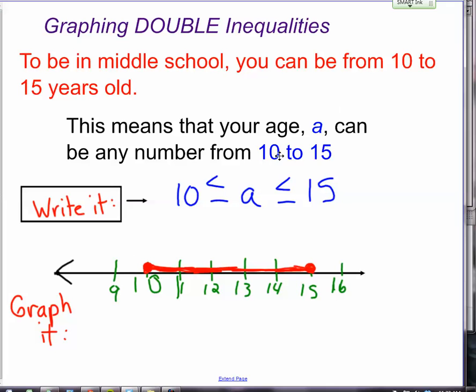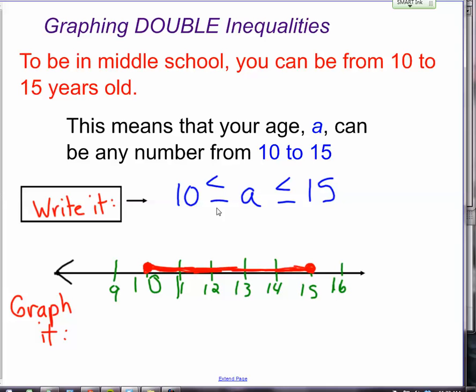So your age A can be any number from 10 to 15 to be in middle school. And I think every table group did it correctly. So you guys put 10 first because that's the smallest on the number line, and as we go to the right we get bigger. The age is between 10 and 15, and it can also equal 10 or 15. So we have a solid circle on 10, solid circle on 15, and everything between is shaded.